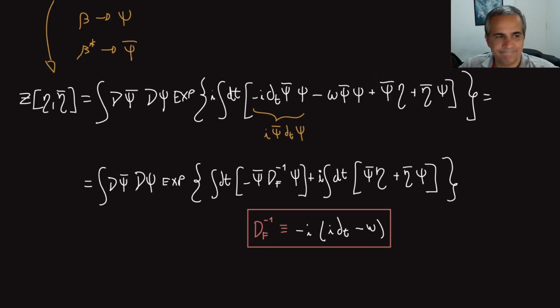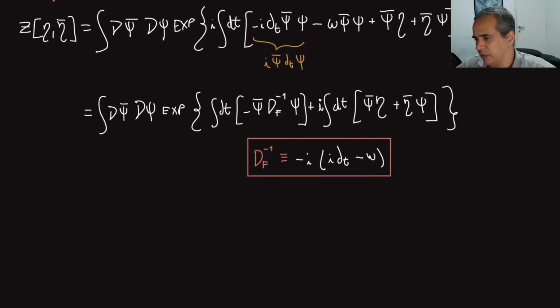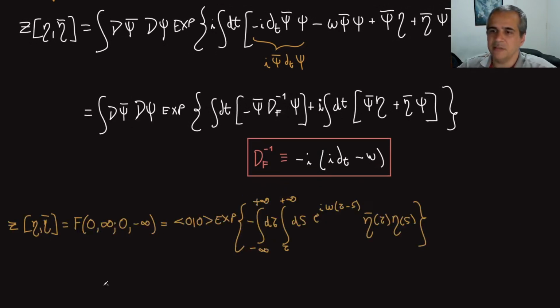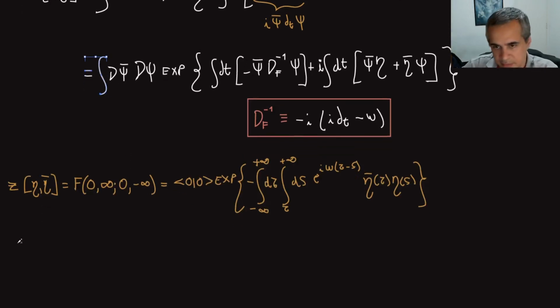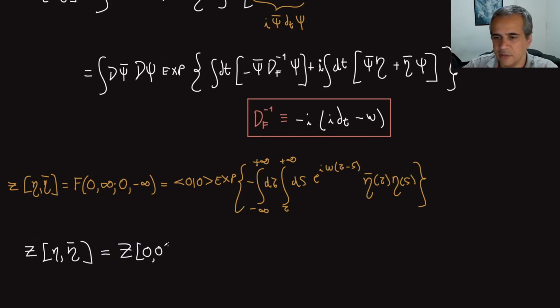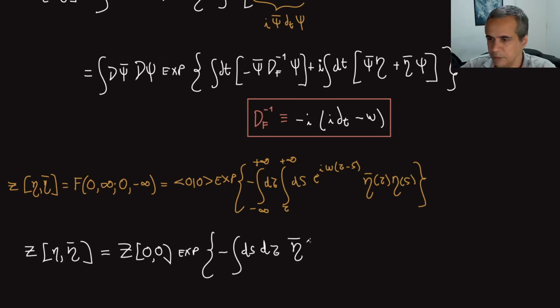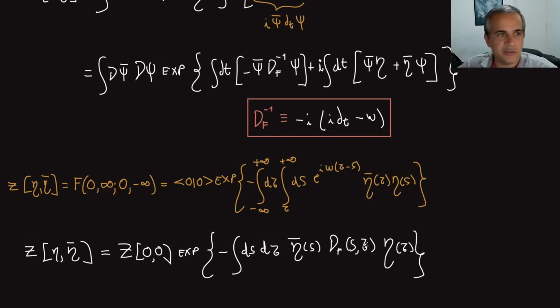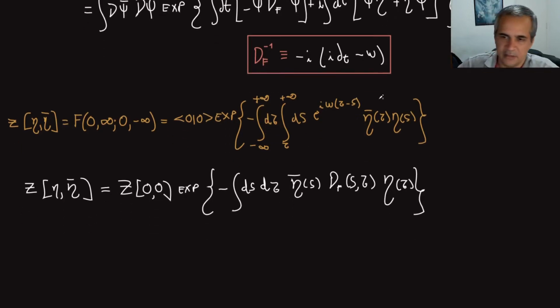And then I can rewrite this as we have done for the harmonic oscillator in a better way. The equivalent of this. We can just rewrite z eta bar as the z in the absence of sources, very similar to what I have here, times the exponential of minus the integral ds d tau eta bar s Df s tau eta tau. And just by comparison, you see the f needs to be the inverse of this one. And you can easily show that you can apply this to the following function and find that it is the inverse.